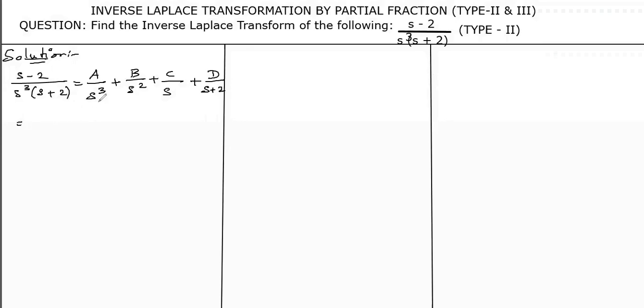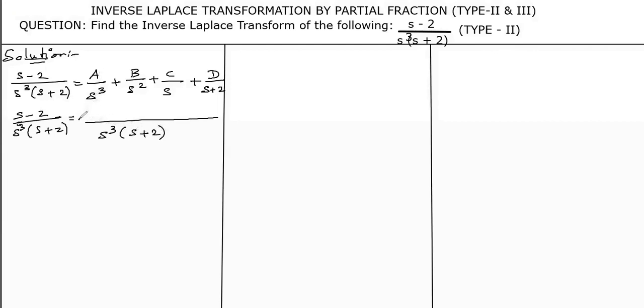Here, see the denominator: on both sides it should be the same so that we can cancel the denominator. That's what we saw in type 1. This is the difference between type 1 and 2, in how we split the terms in the partial fraction. So the left hand side is s minus 2 over s cube times s plus 2, it will be as it is. Now this denominator we should make the same as the left hand side denominator, so it will be s cube times s plus 2.